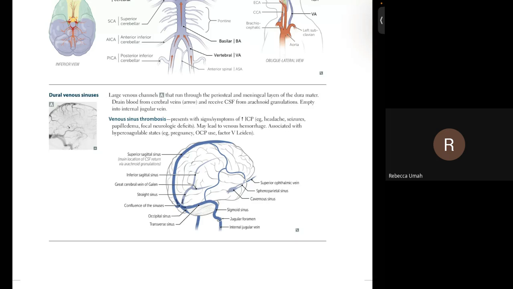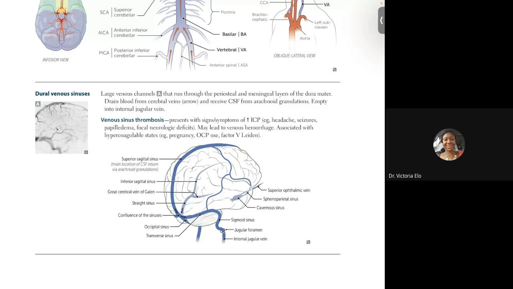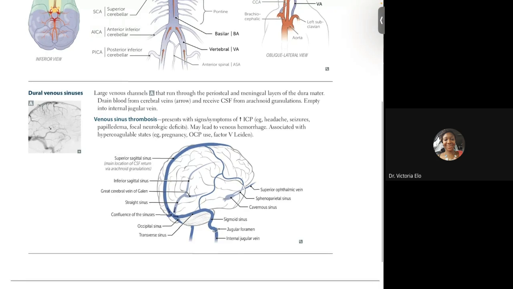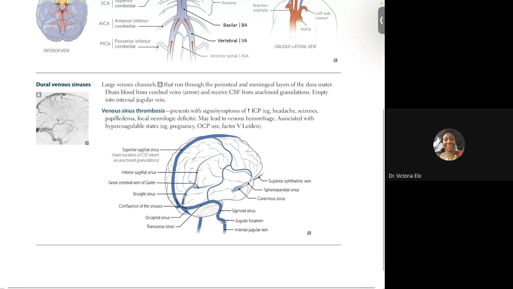We also discussed it can lead to papilledema. CSF also runs around your optic nerve, ophthalmic vessels, and your retinal veins. So whenever we have hydrocephalus, it's going to obstruct the veins, and as the veins are obstructed, the buildup of blood is going to lead to edema, giving you papilledema, right? And focal neurological deficits as well, and it may lead to venous hemorrhages, right?